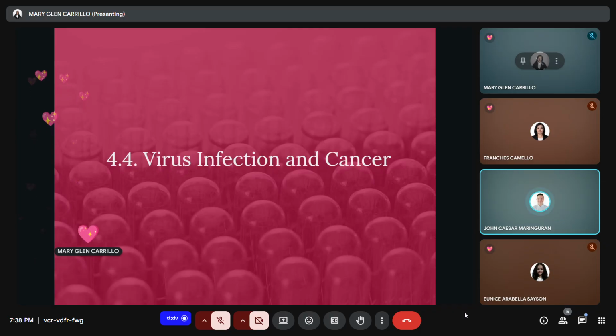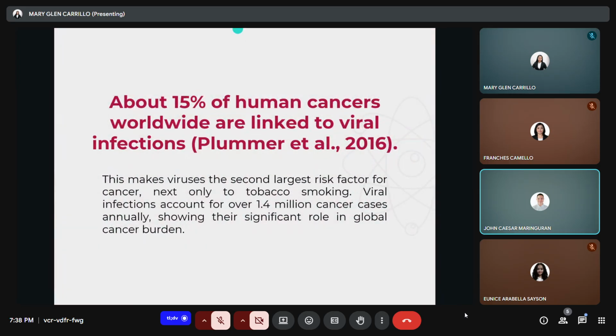Now let's move on to the fourth major topic under the genetics of cancer: virus infection and cancer. Did you know that around 15% of human cancers worldwide are linked to viral infections? Now you do. That means viral infection is actually the second largest risk factor for cancer, next only to smoking. Globally, this accounts for over 1.4 million cancer cases every year. So clearly, viruses play a huge role in the global cancer burden.